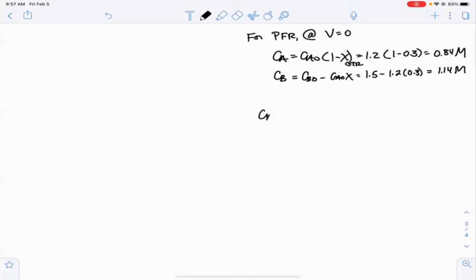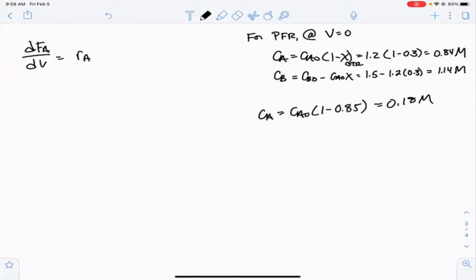And that is achieved when we are at the initial Ca0 times 1 minus 0.85. So our target here is to find where we're at 0.18 molar, okay? And so let's apply our PFR equation here. So we know that dFA dV equals RA again. And of course, that is dCA dV equals minus K1 times Ca times Cb.